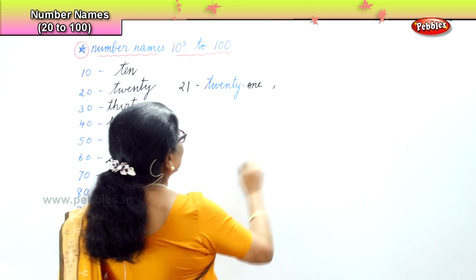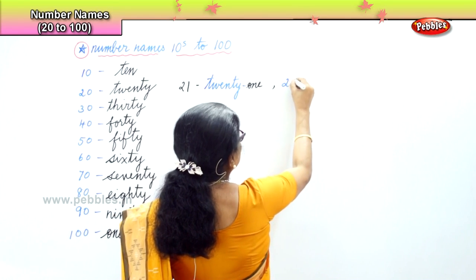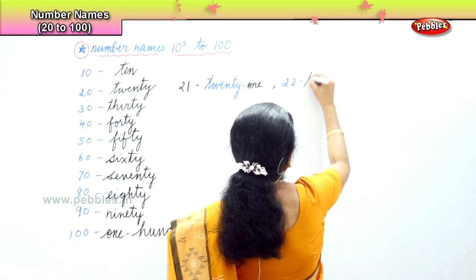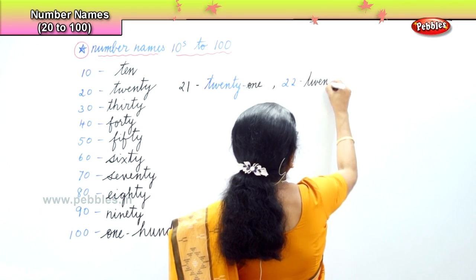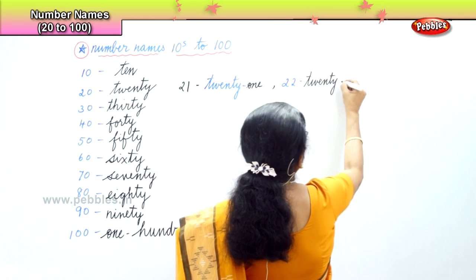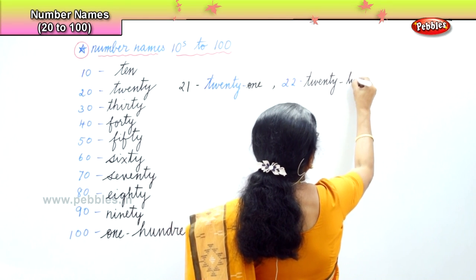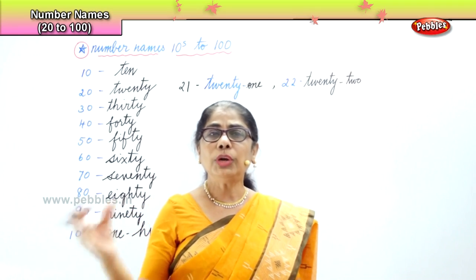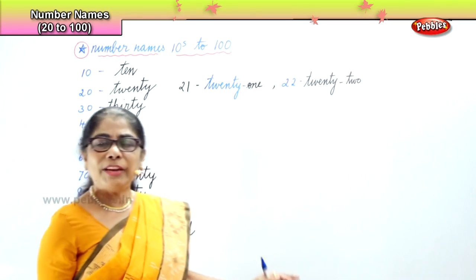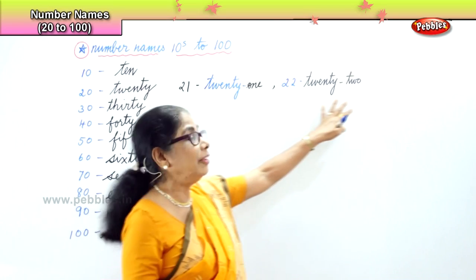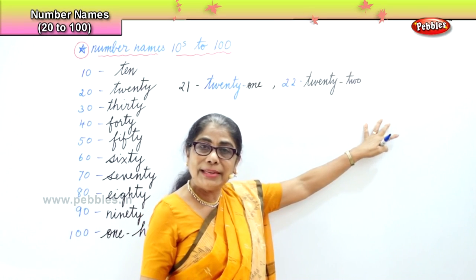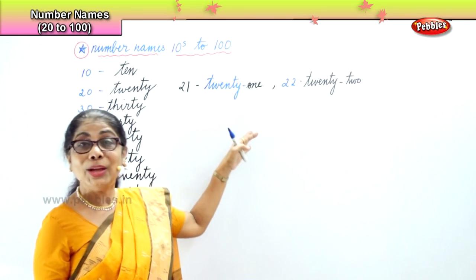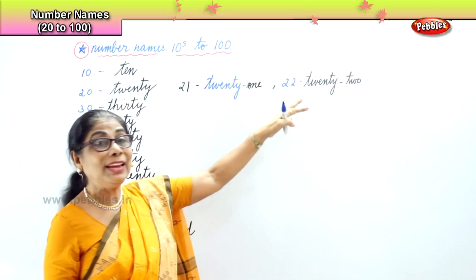Okay, then 22. How will you write? You will write 20, and dash 2. 22. 23, 20 and 3. 24, 20 and 4. 25, 20 and 5. 26, 20 and 6. 27, 20 and 7. 28, 20 and 8. 29, 20 dash 9.